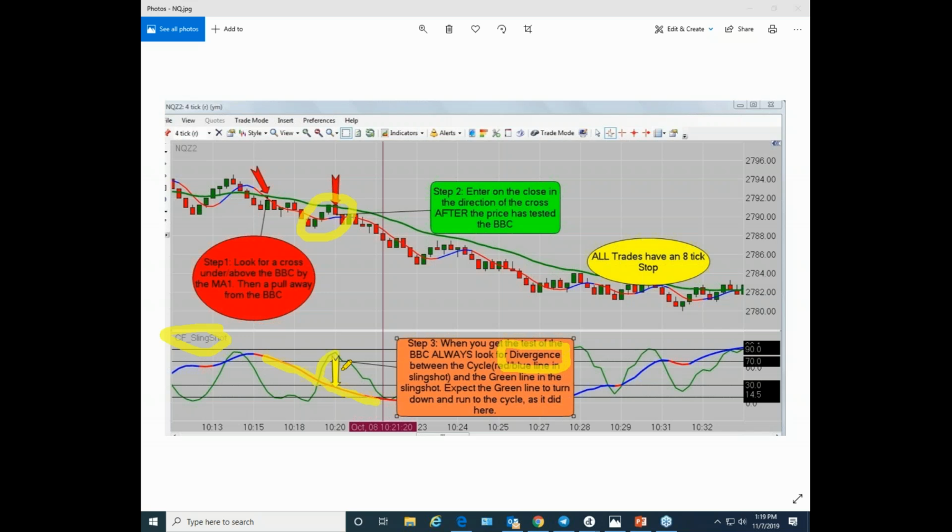What do we expect to happen afterwards? Once we get into the position, what we expect to happen is the green line to at some point get down into the cycle. When the green line gets into the cycle, it's time to close the position out. Because what we expect to happen to price, we expect the market to make a new pivot low. It's at this point here, when the green line gets into the cycle, we close the position out.